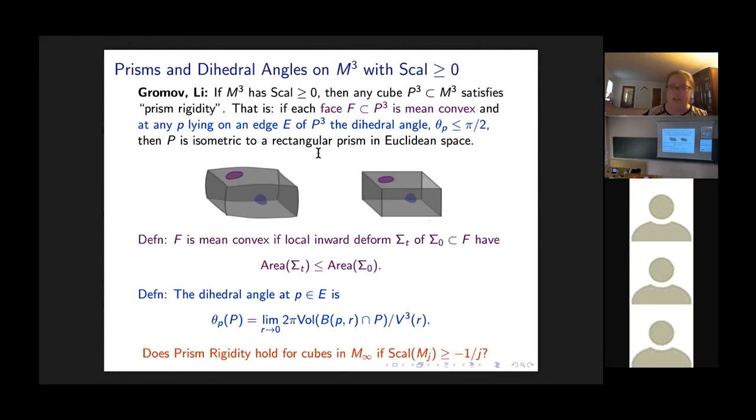second variation argument similar to Schoen and Yau, to show the properties of how this flows forward, and he's able to prove this prism rigidity in that case. All right.